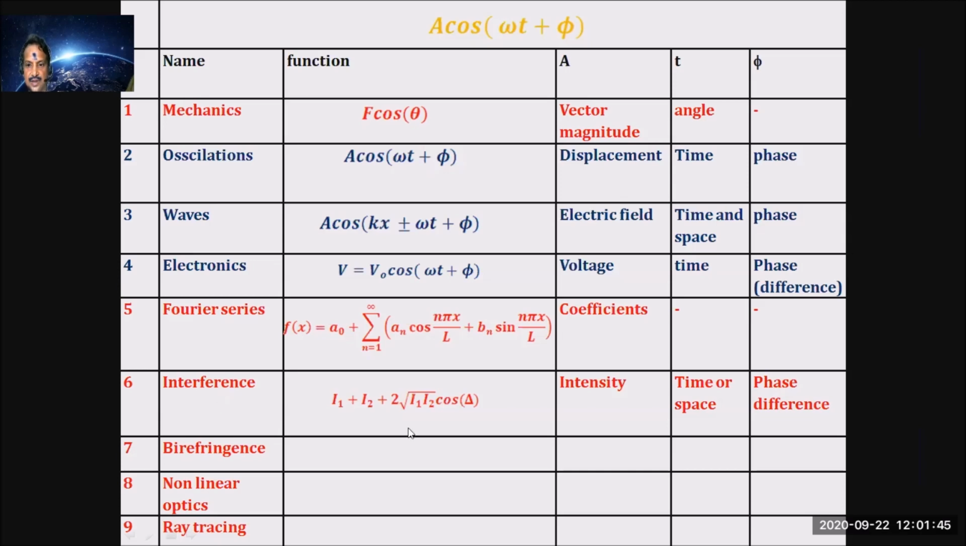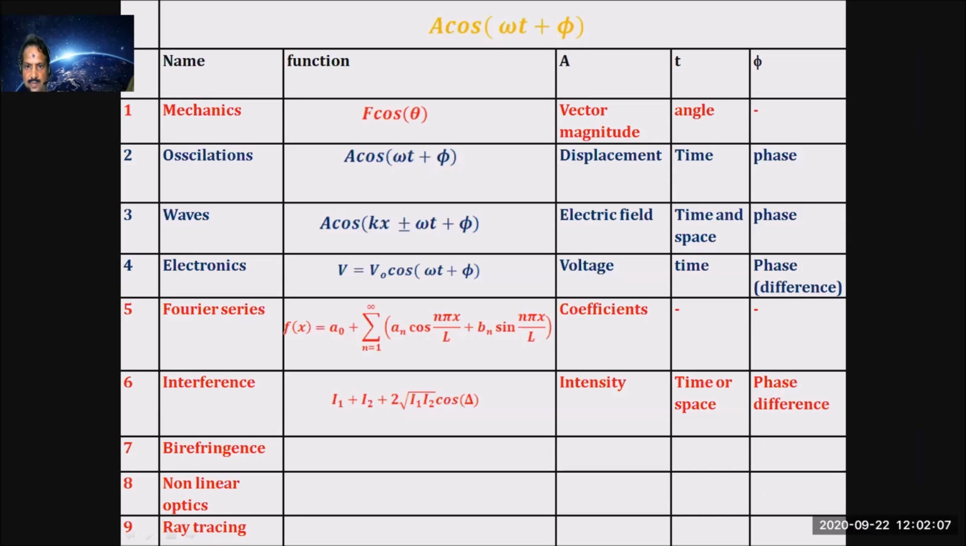Interference of waves, I1 plus I2 plus cos delta. The important thing to note here is that there is an I1 plus I2. This is like a DC term, which is not there here. So this is like some D plus A cos(omega t plus phi). So there are many things: birefringence, nonlinear optics, ray tracing, and there'll be many more.